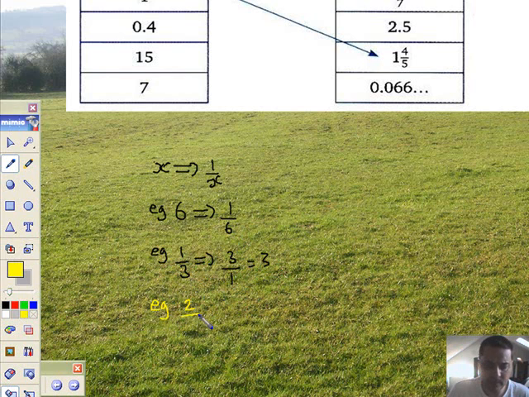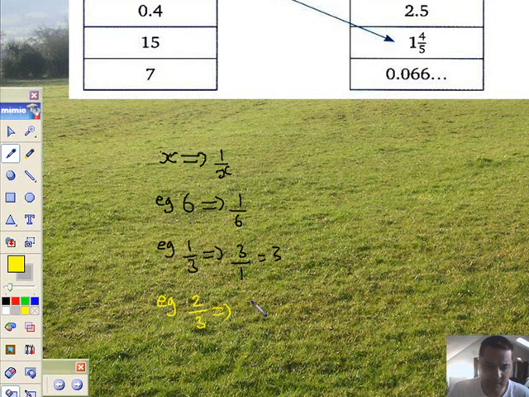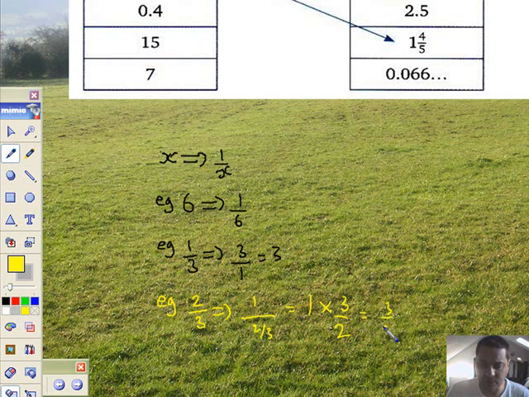Another example, 2/3 becomes 1 divided by 2/3. Now if you remember how to do fractions, you flip the second one upside down and multiply. So you're multiplying by 3 over 2, and 1 times 3 over 2 is of course 3 over 2, or 1 1/2. Okay, that's definitely a good one to review.